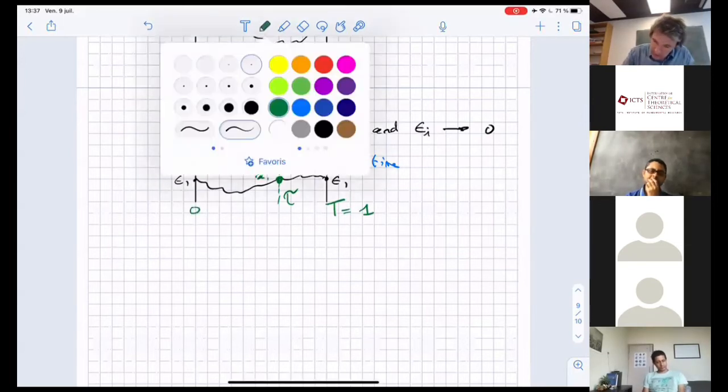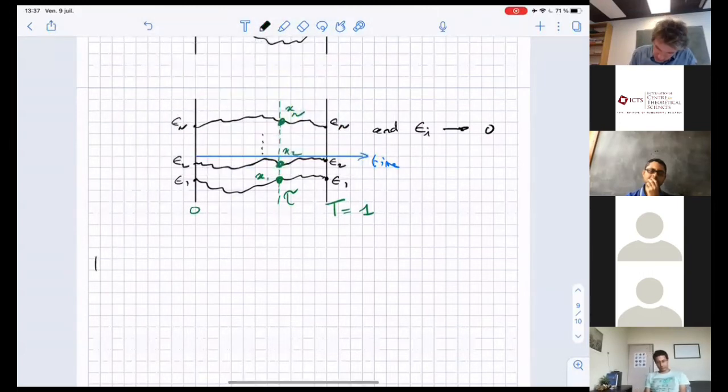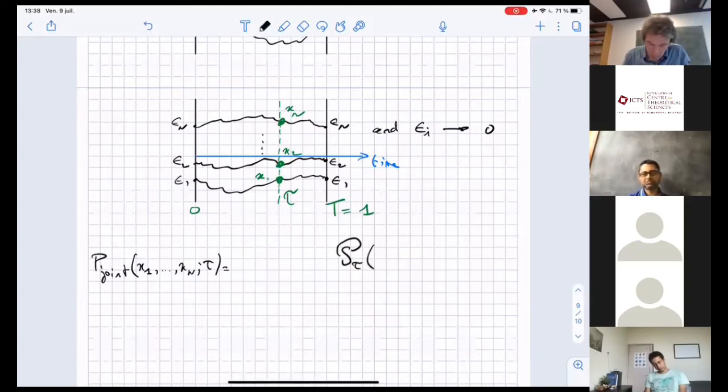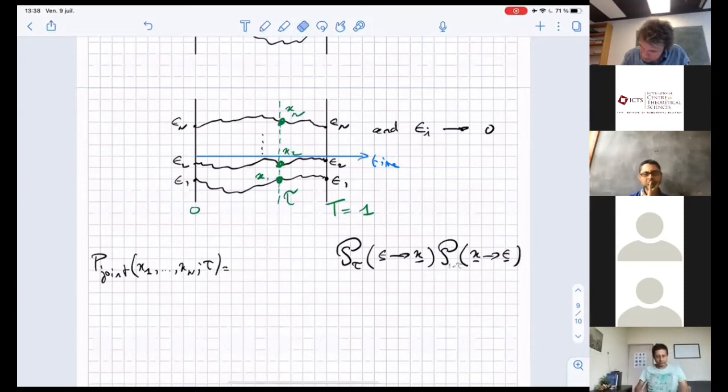Okay. And I really want to get the joint probability. So let's see how it goes. I have an explicit formula for that at a given time tau. So again, I first propagate from epsilon to X in time tau, so this is the propagator, the transition probability P of tau from epsilon to X. And then I want, again, to propagate from X to epsilon in a time 1 minus tau.